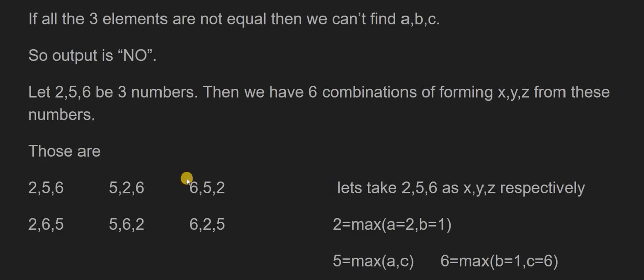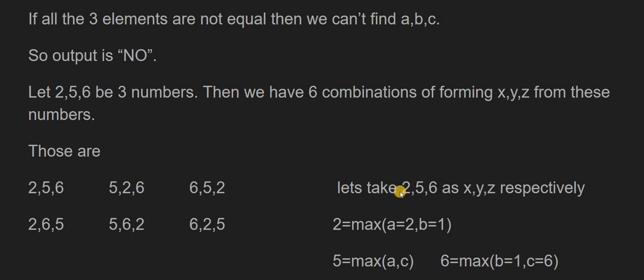So let's see observation 2. If the elements are not equal, it means x not equal to y not equal to z, then we can't find a, b, c. So the output will be no. Let's take 2, 5, 6 as x, y, z. Then we have 6 combinations of forming x, y, z. Those are 2, 5, 6; 5, 2, 6; 6, 5, 2; 2, 6, 5; 5, 6, 2; and 6, 2, 5. If we take any combination, we can't find a, b, c values.